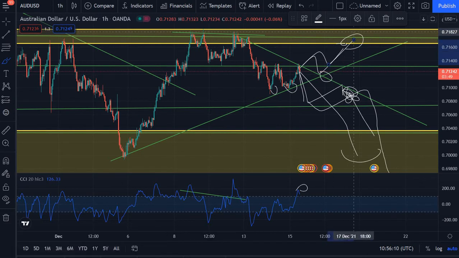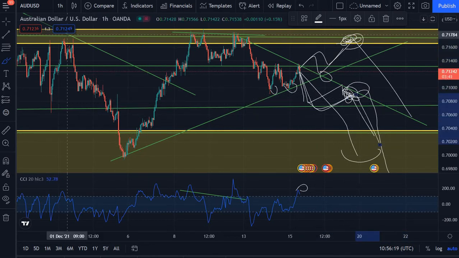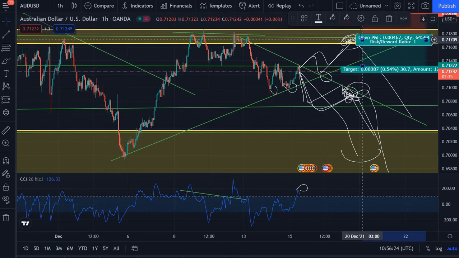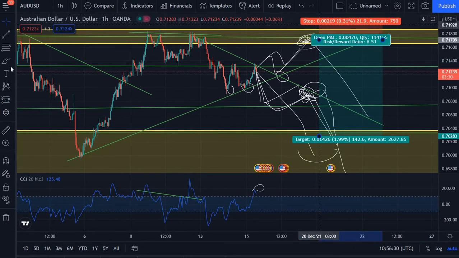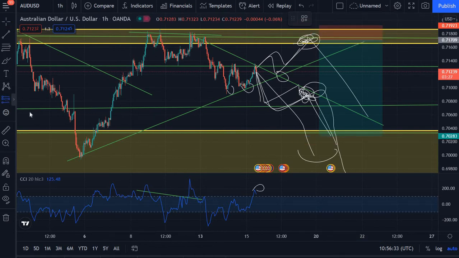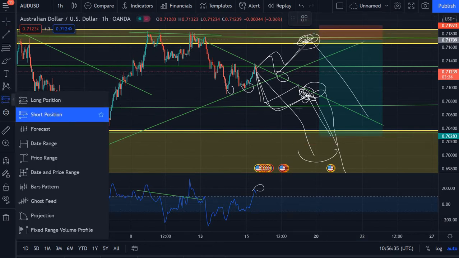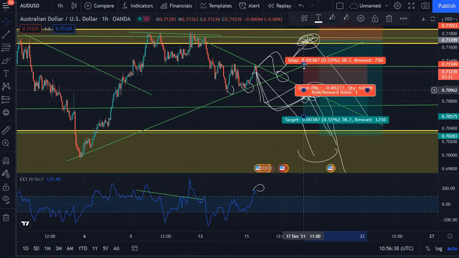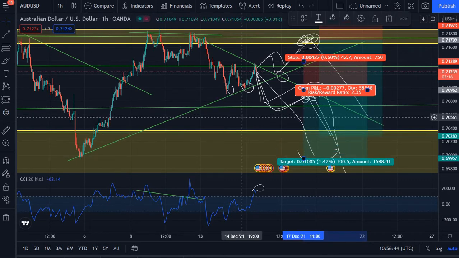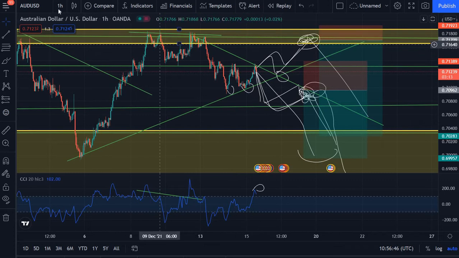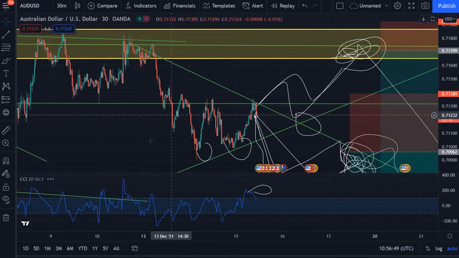But since I'm not really scalping this market at the moment, I would either look here then for a short again, or look here for another short. So this is the option for the Australian dollar. Since the movement seems to be bearish, this is what I would look out for. Maybe here something like this. So these are the options for the Australian dollar.